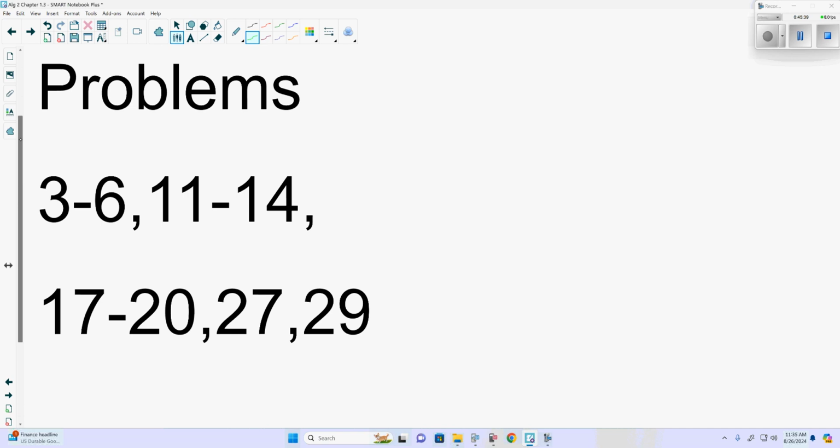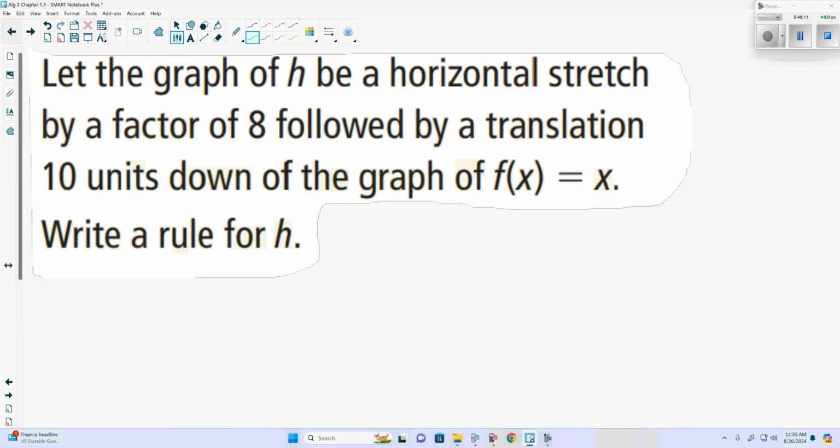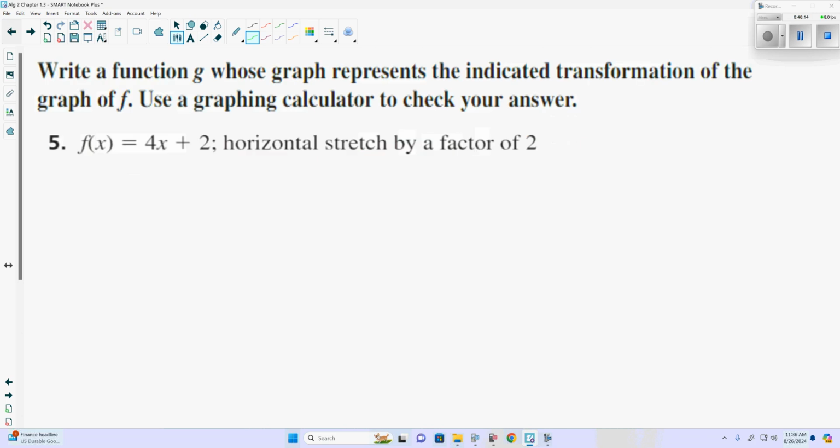Sorry. 3 through 6 is our up, down, left, right. 11 through 14 is just reflections across x or y. 17 through 20 is our horizontal stretch and shrink. So 27 and 29 are the only ones we haven't done yet of the multiple, but you can do 80% of this already. We've covered 80% of it. We'll finish up the last bit tomorrow. Yep, 27 and 29.